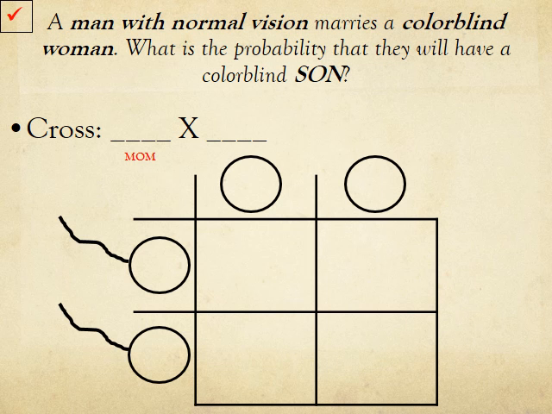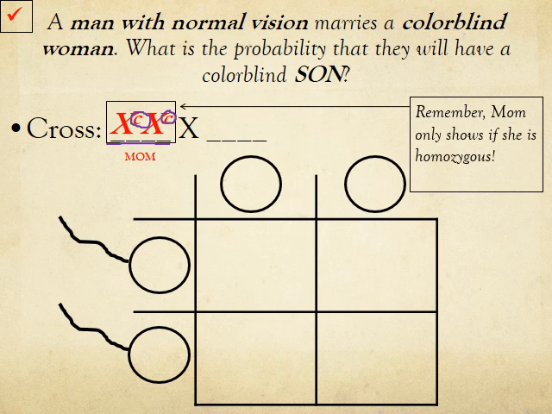So let's go ahead and do an example. Let's say a man with normal vision marries a colorblind woman. What is the probability that they will have a son who is colorblind? So first off, let's figure out mom's genotype. Now we know that the genotype for females is XX. If she's colorblind, that means she's going to carry the colorblind allele on both of her X chromosomes.